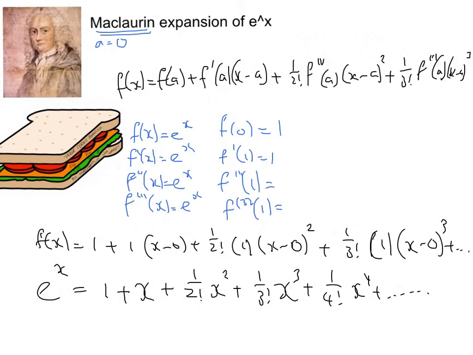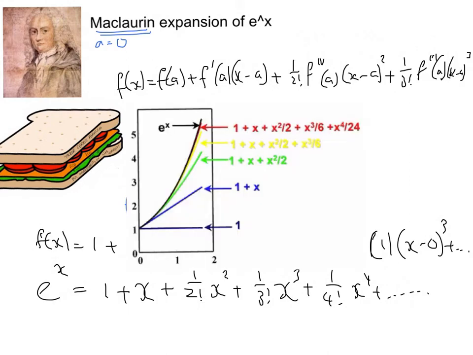Pretty cool. And here's the graph so you can see what we've done. So if we just stopped at 1, that would have been an alright approximation at the point 0, but no more than that. By adding on one extra term, we get this graph, which is approximating e to the x a bit better, and then as we go further and further and further, you can see that these polynomials approximate e to the x better and better and better.